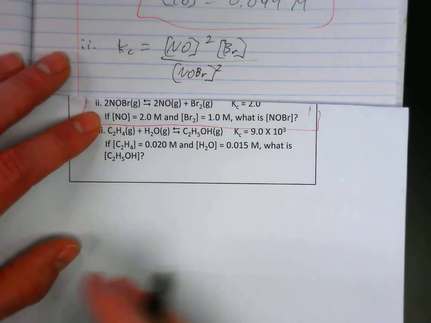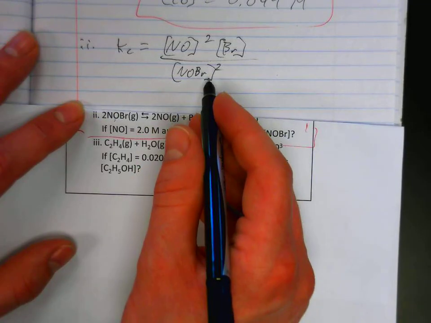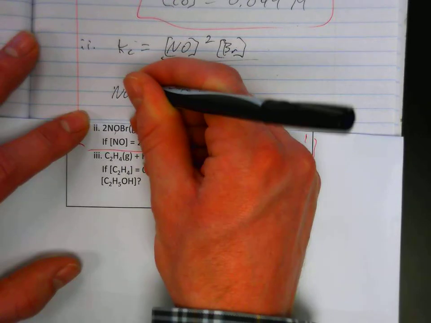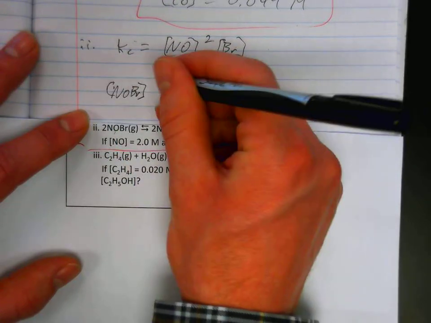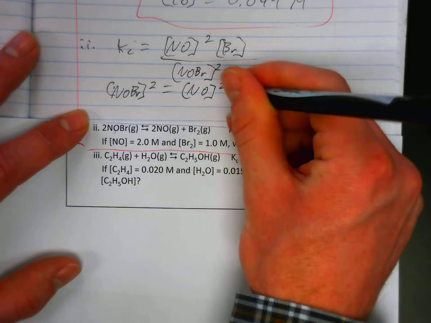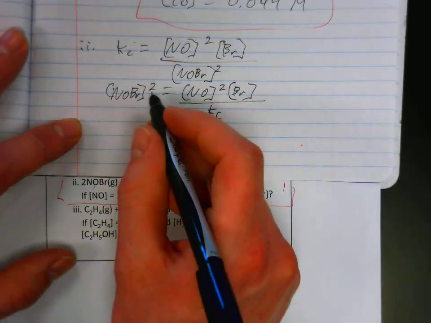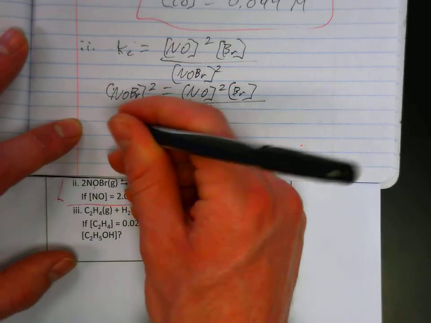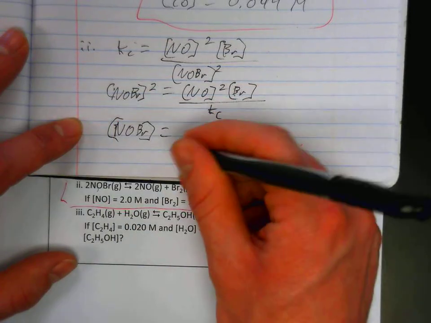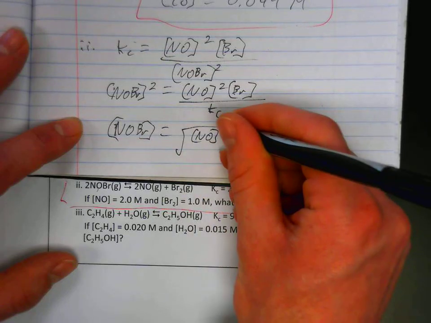All right, and so we're going to be solving for NOBr. We need to isolate that. I'm going to multiply both sides by NO squared times Br2, and divide both sides by Kc. You end up with this expression: NOBr squared is NO squared times Br2 concentration divided by Kc. Now I need to take the square root to solve for NOBr. So NOBr concentration is the square root of NO squared times Br2 over Kc.